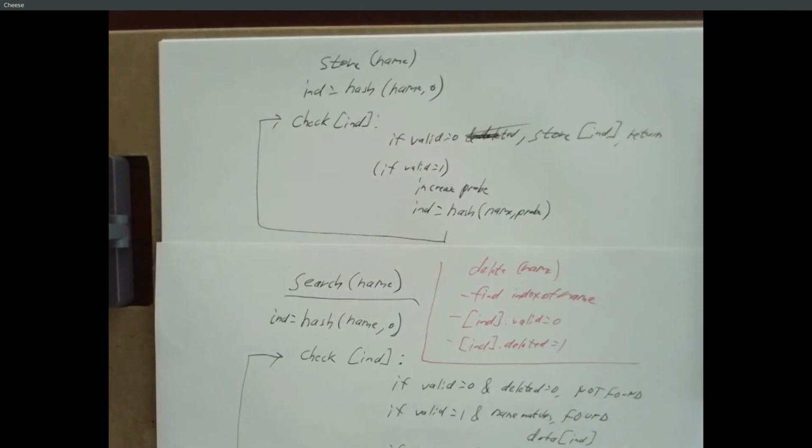So storing is the easiest operation. We're just going to keep probing until we get to a location that's available, and we're going to store it in that location. Doesn't matter if that location previously had something in it or not. If it's available now and we mapped to it with the hash function, we're going to use it. So we don't have to worry about the deleted flag for storing. We only care about valid. Is that cell in use?